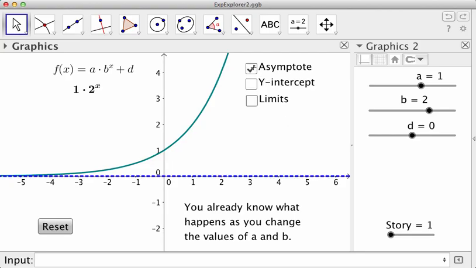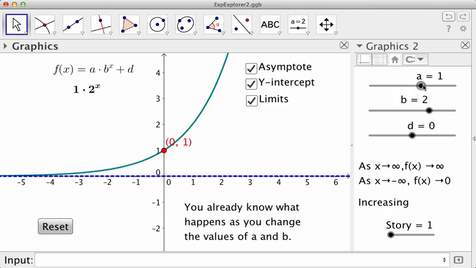It has an asymptote of y is equal to 0, so it approaches that but never reaches it. It has a y-intercept of (0, 1), because 2 to the x, when x is 0, is equal to 1. And we know it has limits: as x approaches positive infinity, f of x approaches infinity. As x approaches negative infinity, f of x approaches 0.